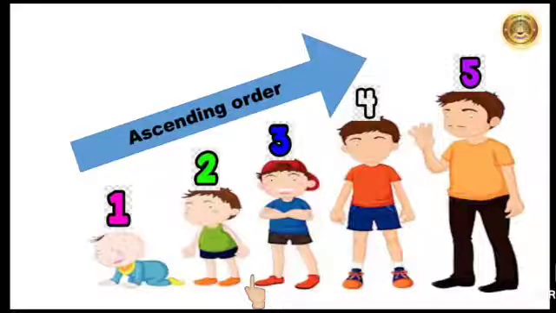Now from that example, we come to know that the 5th number which we have given to this man is the biggest number, and the one which we have given to the baby is the smallest. We have put these numbers from smallest to biggest. So this order of numbers is called ascending order. The numbers increasing from smallest to biggest is called ascending order.